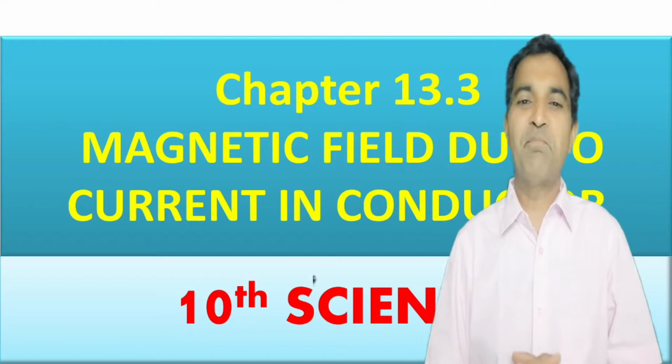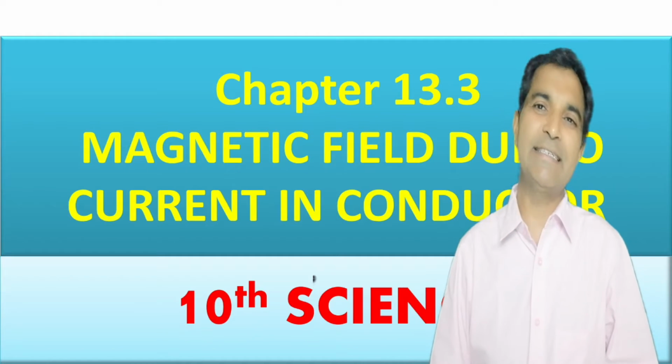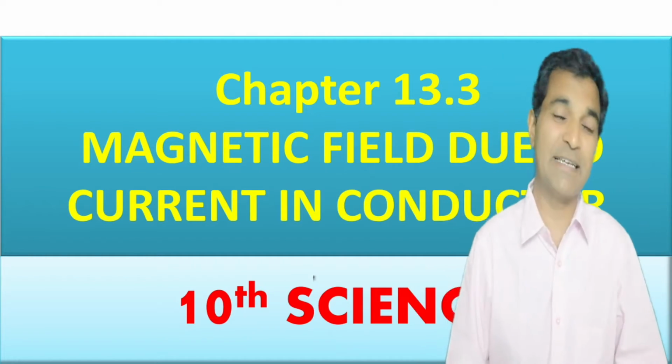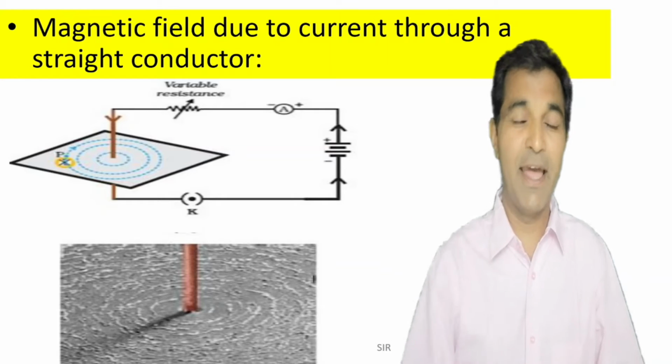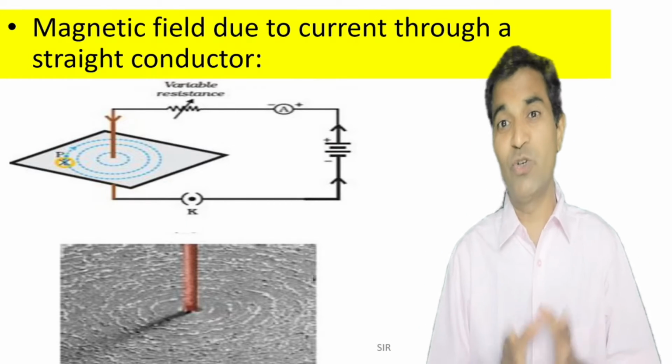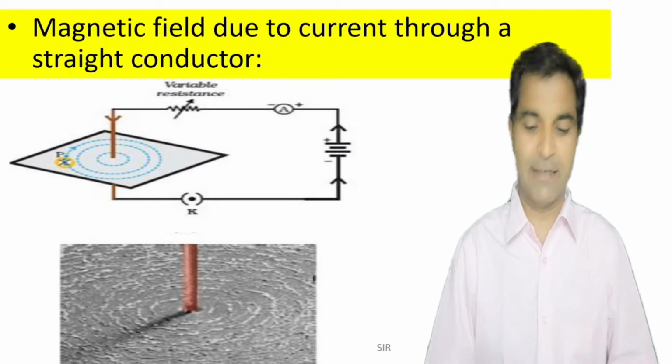Chapter number 13, magnetic field due to current in a conductor. That is the topic number 3 of chapter number 13, subject science of standard 10. Now let us try to understand the magnetic field due to current through a straight conductor.